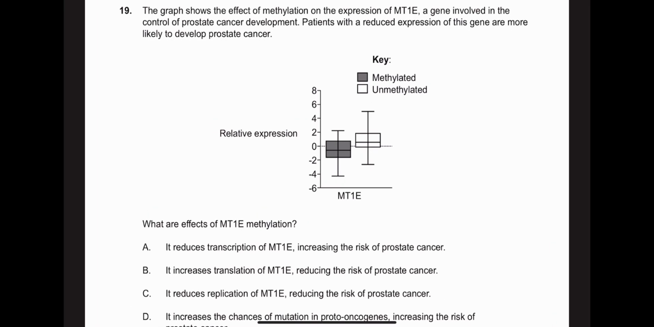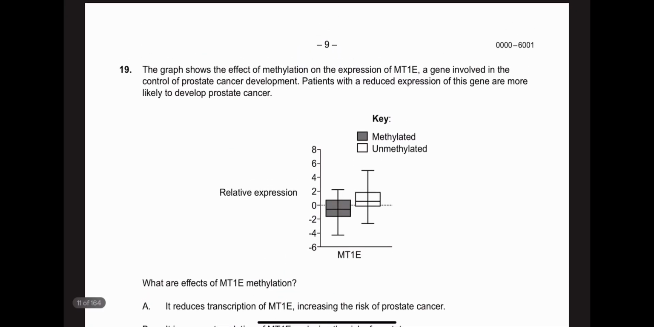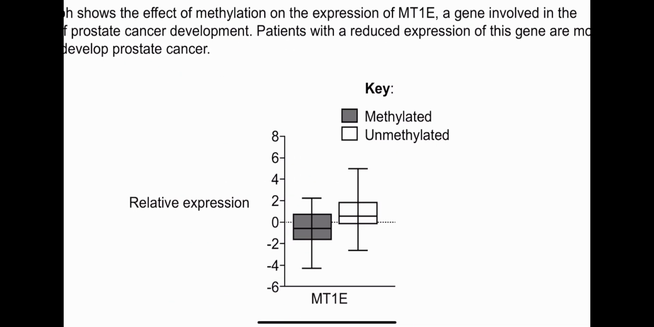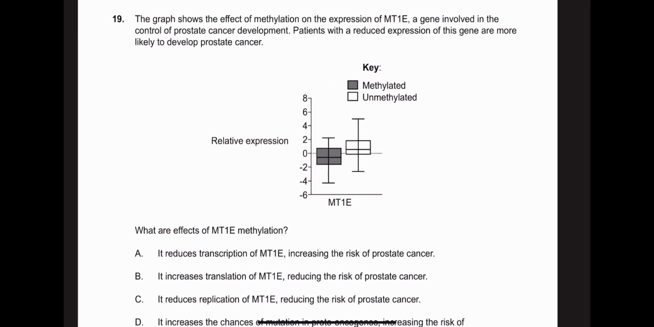Okay, 19. The graph shows the effect of methylation on the expression of MT1E, a gene involved in the control of prostate cancer development. Patients with a reduced expression of this gene are more likely to develop prostate cancer. What are the effects of MT1E methylation? Okay, so we can see the relative expression here of the methylated and unmethylated in this box plot.